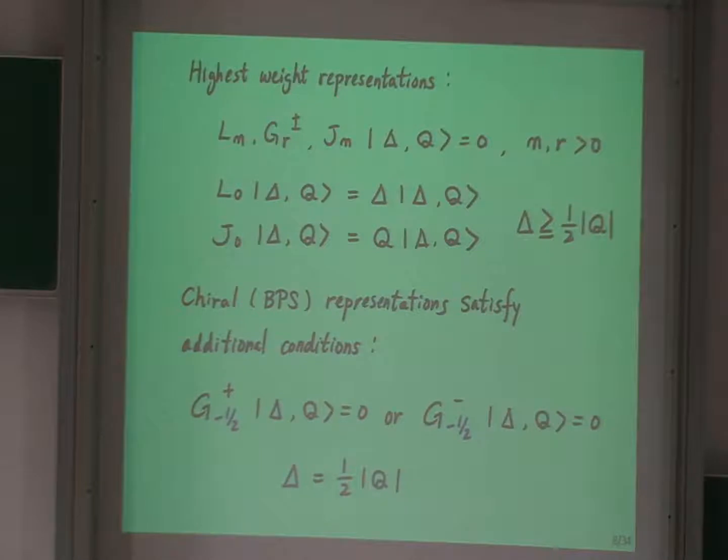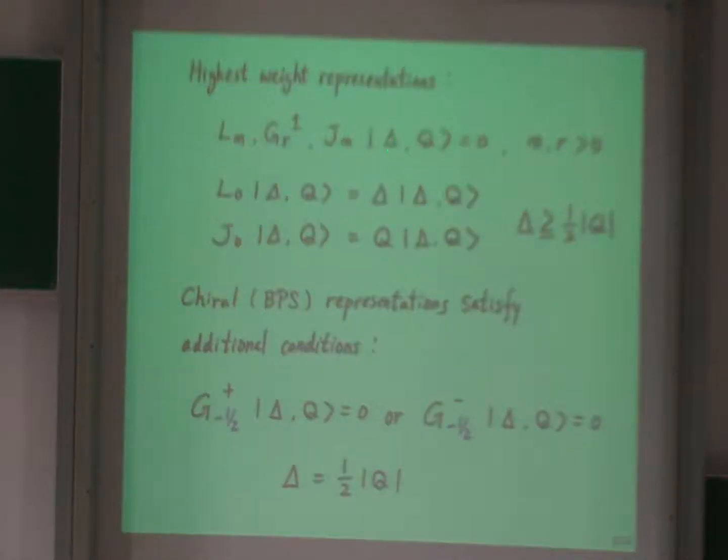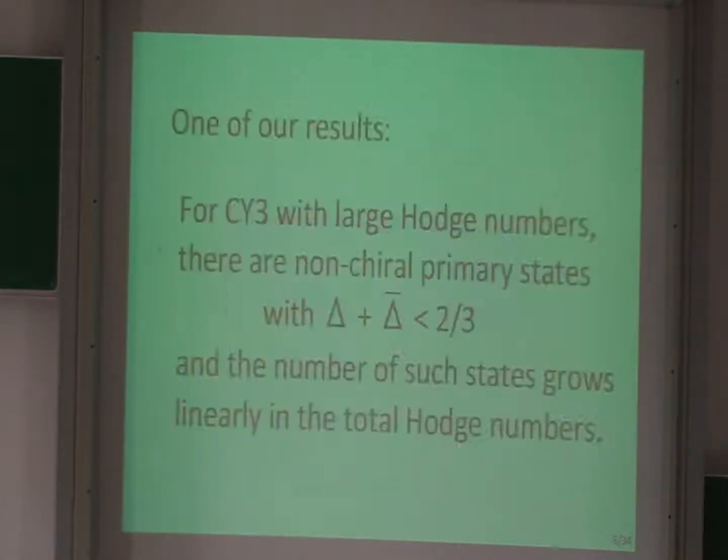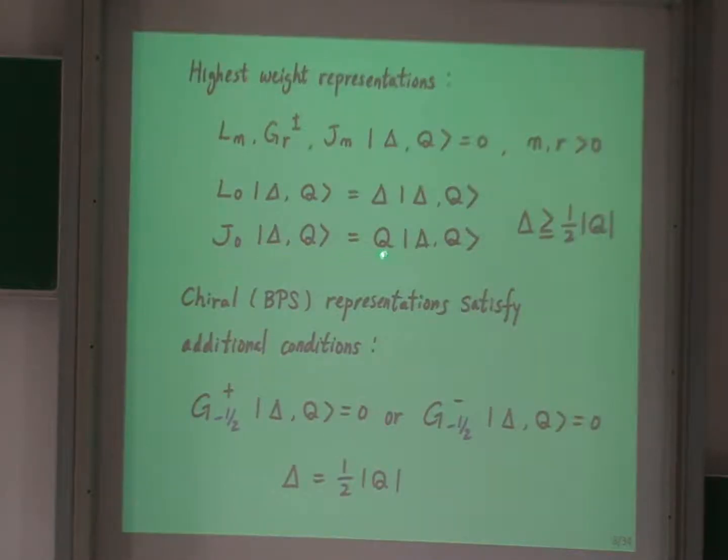I'd like to briefly tell you what kind of representation we have in mind. Basically, highest weight representations. We are interested in a highest weight state, which is annihilated by the positive frequency modes of the super-Virasoro algebra. I'm using N=2 notation. The highest weight state is an eigenstate of L0, with eigenvalue delta. This is the delta that came out in this summary here. So this is the left-moving part of delta, and then there is another copy here for the right mover. It's also an eigenstate of J0, with charge Q.